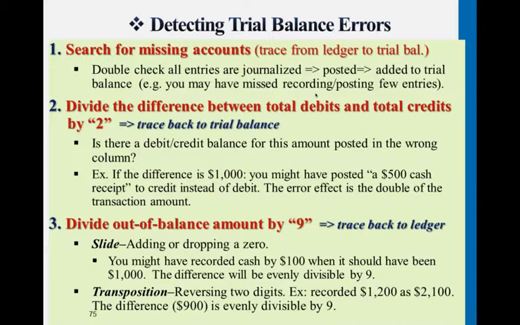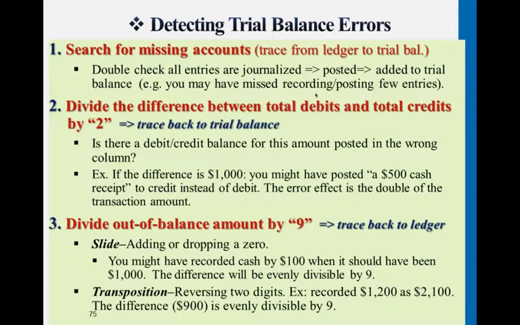Left-hand side is 100, right-hand side is 1,000. The difference here is how much? 100 on the left, 1,000 on the right. You will have a difference, $900, and this $900 will be evenly divisible by 9. After you divide it by 9, you will get 100, which would be the error transaction, you will see $100 there.